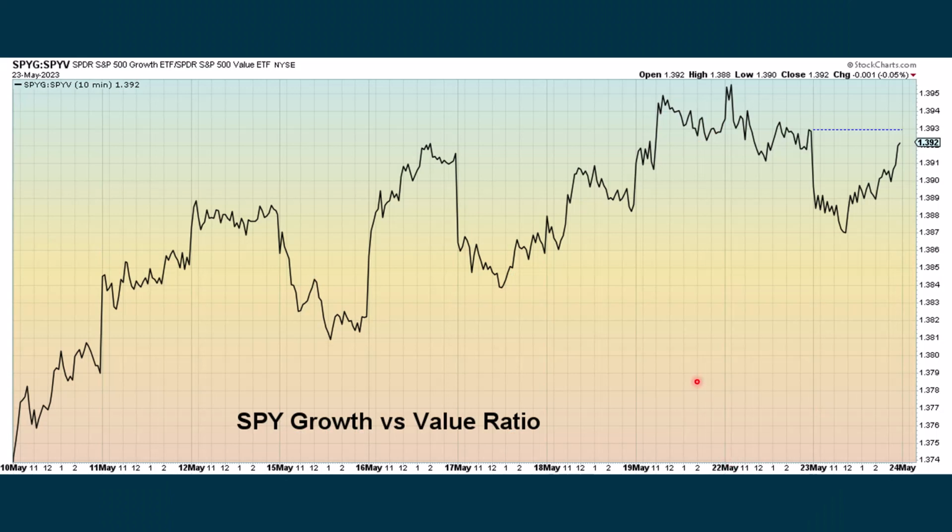Then looking at our growth to value ratio, we are showing some weakness overall, but near the latter part of the day, this is kind of interesting how we were coming back up. This could suggest that some of the smart money is going in and buying growth on weakness.